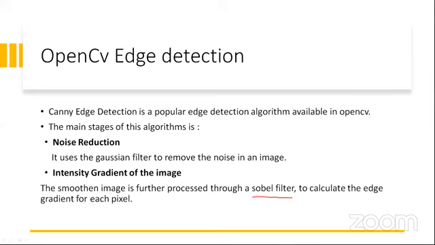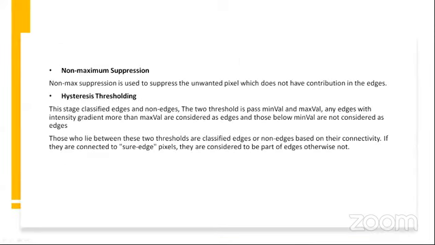Now we will move to non-max suppression. Non-max suppression is used to suppress the unwanted pixels which do not contribute to edges. This is very clear from the definition. And now we have hysteresis thresholding. In this stage, we classify which are edges and which are non-edges by giving a threshold.